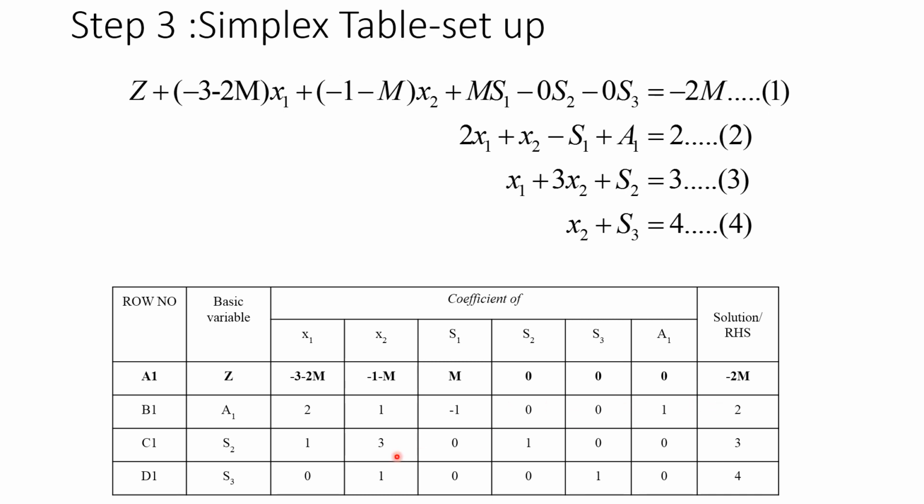right hand side is 2. Again in the next equation 1 3 0, s1 coefficient is 1, 0 0 and right hand side is 3, and the last one is 0 1 0 because no x1, no x3, s1, s2 is not there, so only we have to write coefficient of x2 and s3, and right hand side is 4.